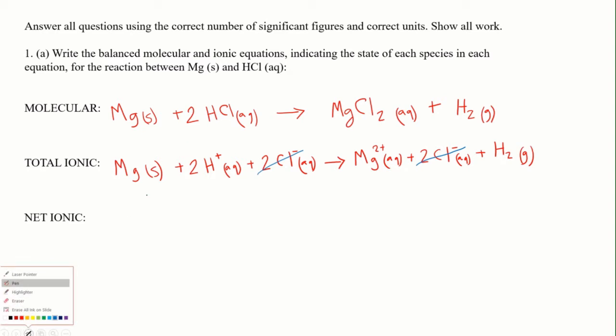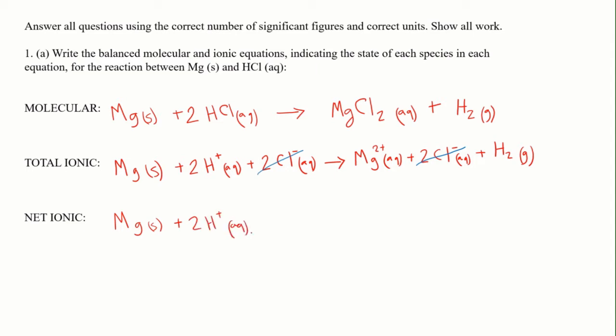Now what's left is my net ionic equation. My net ionic equation will be the heart of the reaction, and it will be everything else that did not cancel. So here I have magnesium solid plus the 2 protons from the acid. They will yield magnesium ions plus hydrogen gas.